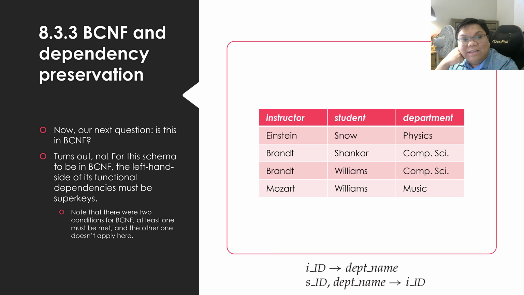Okay, now our big question: is this table in Boyce-Codd normal form? The answer is no. For this to be in BCNF, the left-hand sides of these 2 functional dependencies, instructor determines department name and student ID and department name determine instructor, must be superkeys. There's actually another condition that could be met here, but that doesn't apply for this case. We want the left-hand sides of these 2 functional dependencies to be superkeys.